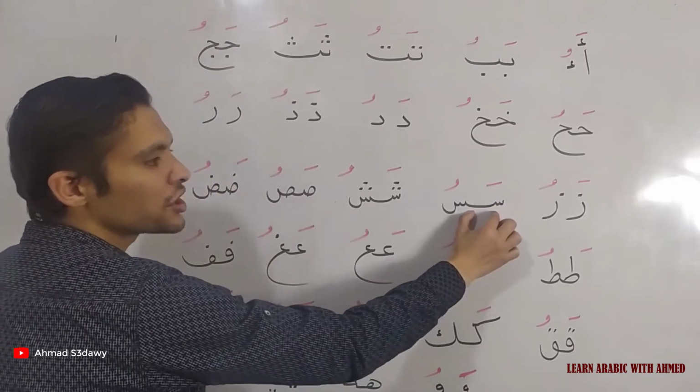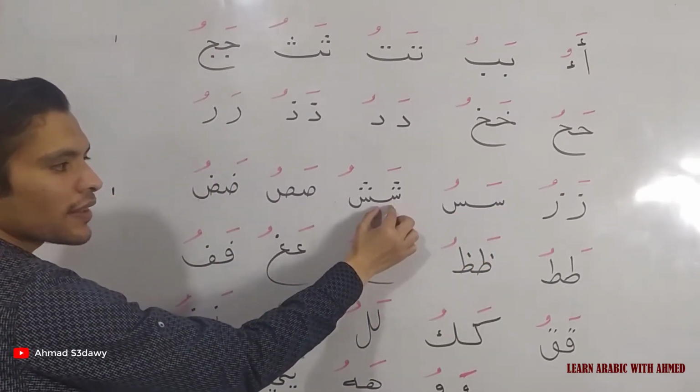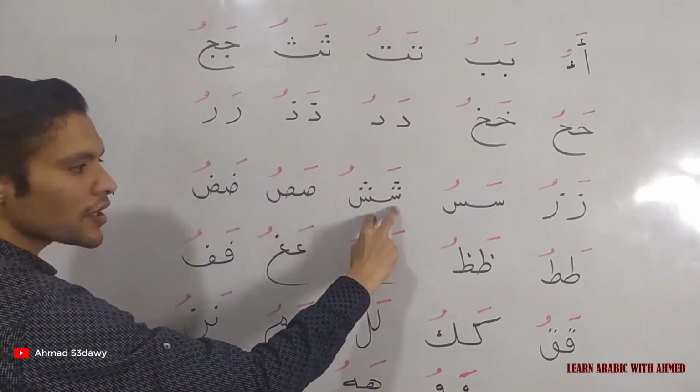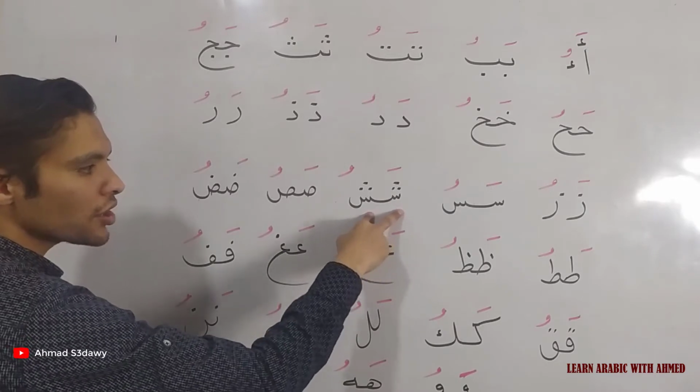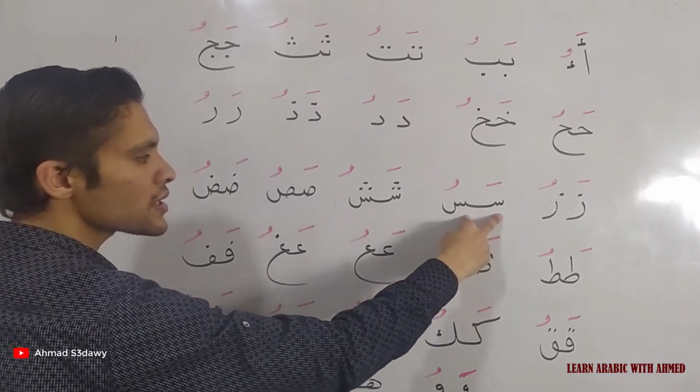Oh, I only keep the head. And there is a bridge, naked without dots. And remember, the bridge is to connect the two letters together. The sheen here and the sheen here. The bridge is to connect the two letters together. The seen here and the seen here.